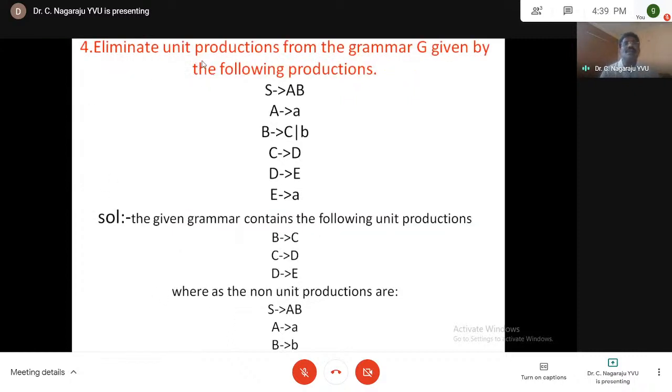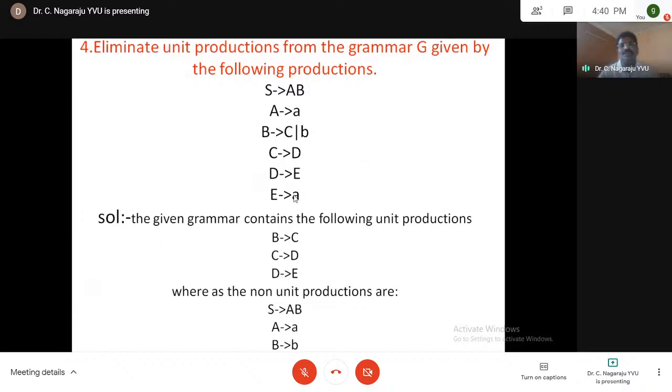For example, eliminate the unit productions from the given grammar. This is the last one, and after that I will explain the GATE questions. S is equal to AB, A is equal to A, B is equal to C, C can have the form of D, D can have the form of E, E can have the form of this one. That means in most cases we are blindly repeating the productions. How many productions? 1, 2, 3, 4, 5, 6 productions.